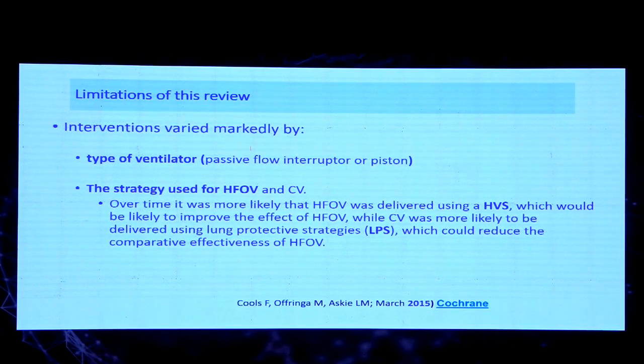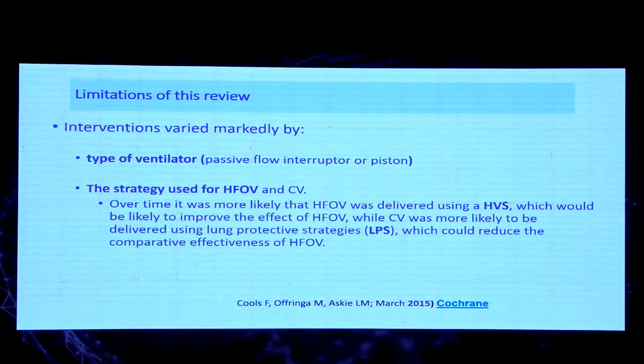The interventions varied markedly by type of ventilator, as I have mentioned, passive flow interrupter or piston, and the strategy used for high frequency. Over time, it was more likely that high frequency was delivered using an open lung technique, which would be likely to improve the effect of high frequency, while conventional ventilation was more likely to be delivered using lung protective strategies as well, which could reduce the comparative effectiveness of high frequency.